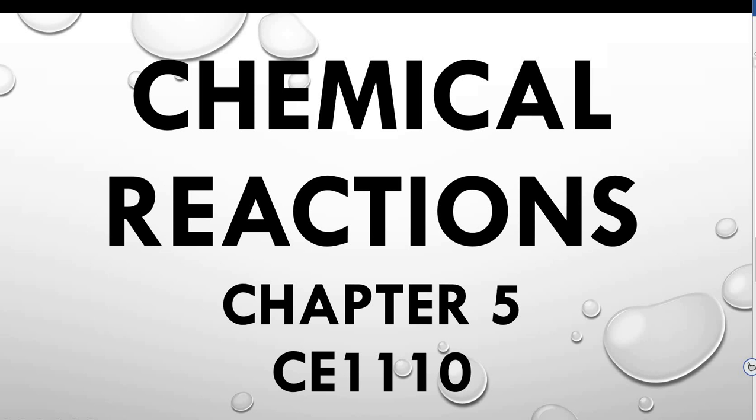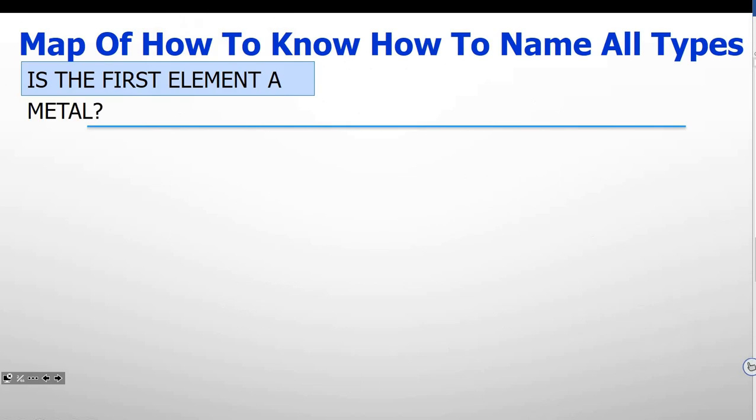Remember that long paper that I gave you? The map of how to know and name all elements. I want to go over that and have you fill that in. So the first thing that you're going to do is that big long map. Did everybody get one? If you didn't, there's some more over here, but it looks like this.